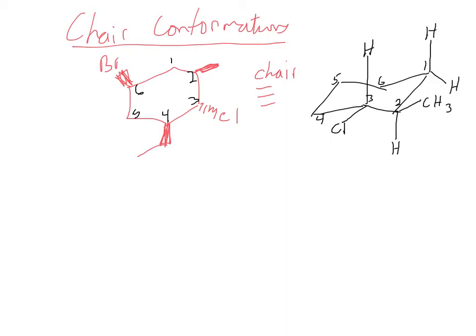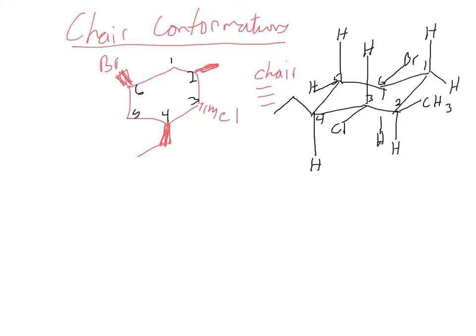Now carbon 4. We have down axial, up equatorial. Where do you want to put the ethyl? Is it going to be axial or equatorial? Equatorial, good. And so this is an H. Carbon 5, we have up axial, down equatorial, but carbon 5 just has H's. Now carbon 6, we have down axial and up equatorial. So where do you want to put the bromine? Axial or equatorial on carbon 6? Equatorial. Good. So then I fill in an H here.